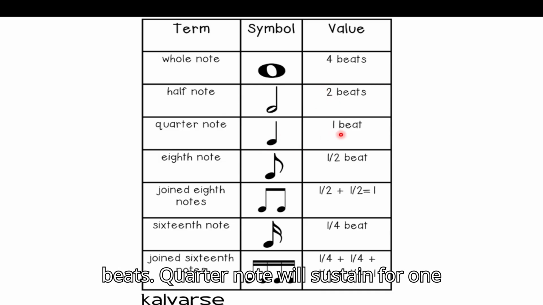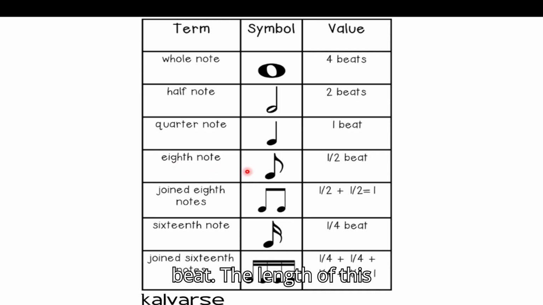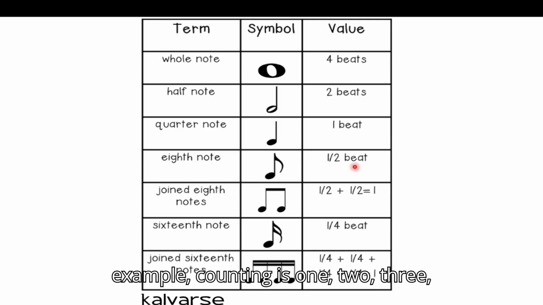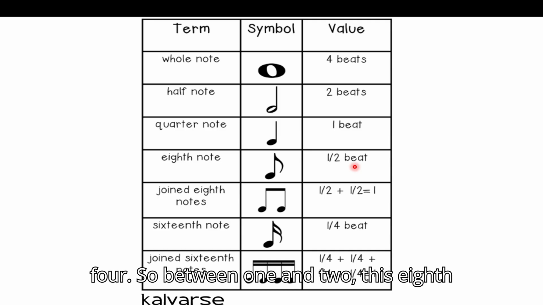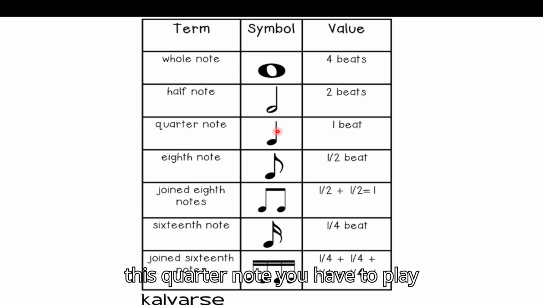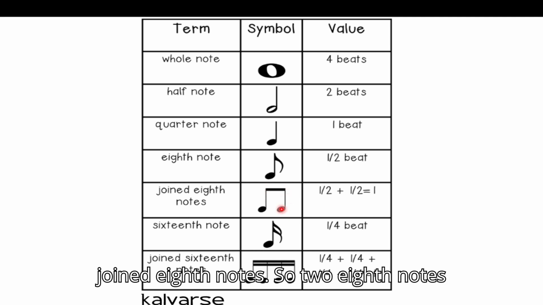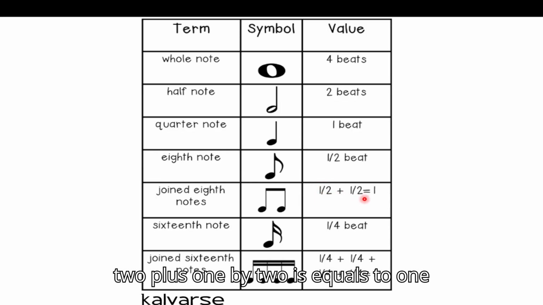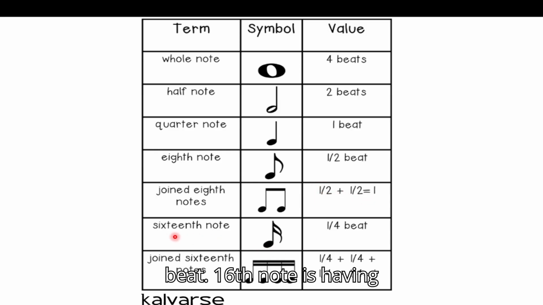A quarter note will sustain for 1 beat. The length of this eighth note is 1 by 2 beat. For example, counting is 1, 2, 3, 4. Between 1 and 2, you play this eighth note twice. Between 1 and 2, this quarter note you play only one time. And this is joined eighth notes. Two eighth notes combined with a beam will be 1 by 2 plus 1 by 2, which equals 1 beat.